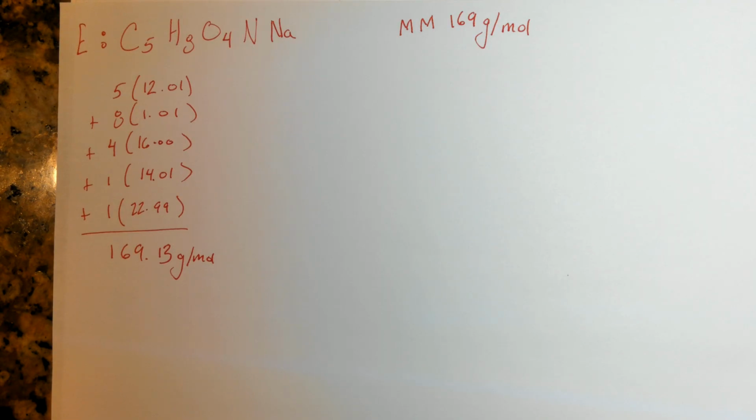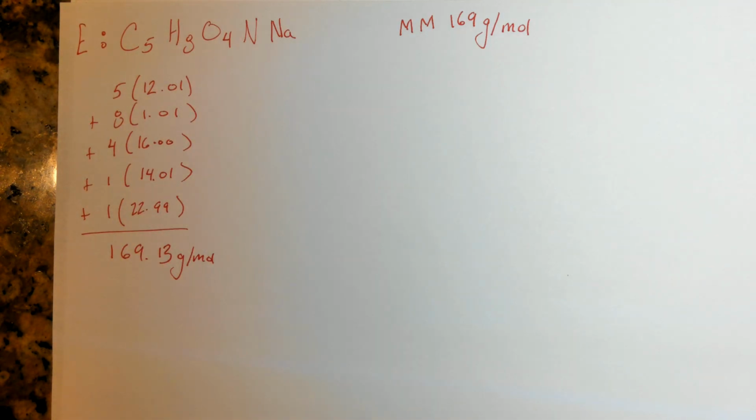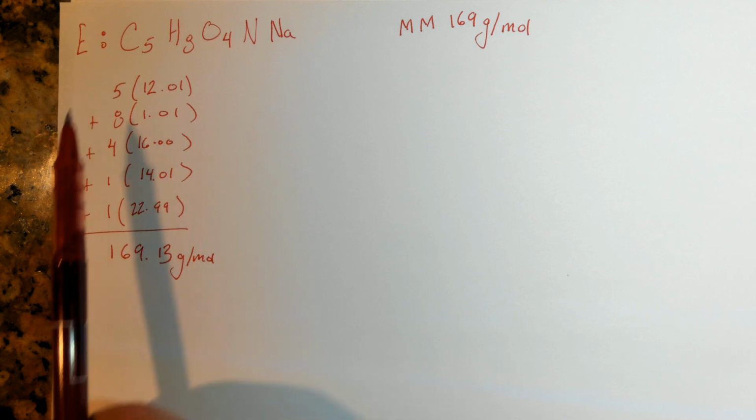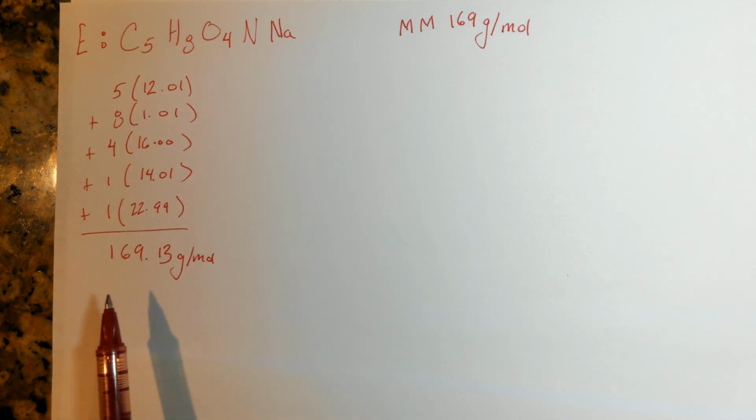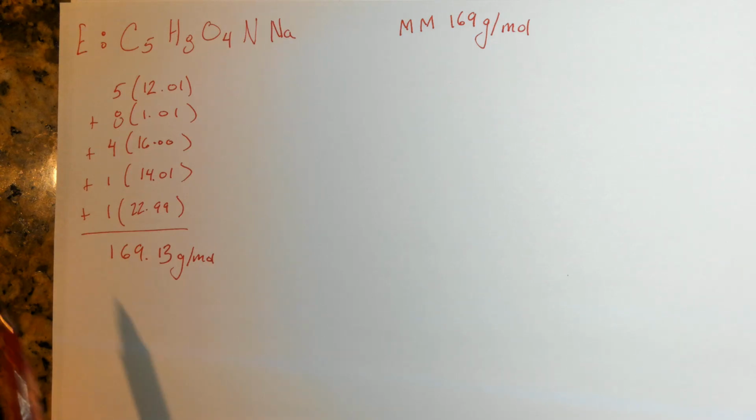All right, so for our empirical formula, C5H8O4NNa, we can go ahead and calculate the molar mass here. We get 169.13 grams per mole. And then you can take your significant figures, it's 169.1 grams per mole, and compare that to the molar mass that we were given. We can see that they're the same. And so that means that this is our molecular formula.